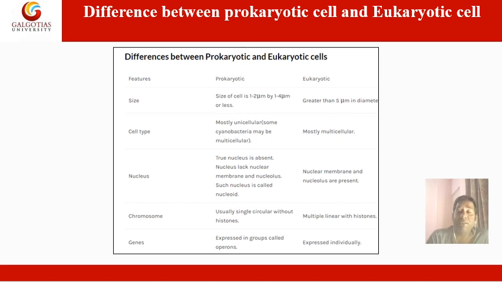Now if we see the genes, the genes are expressed in groups that are called operons, whereas in the eukaryotic cell the genes are expressed individually.